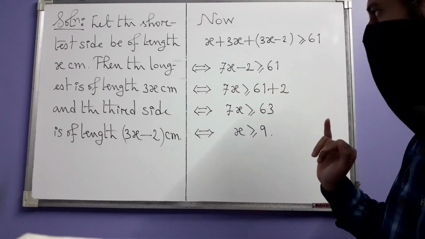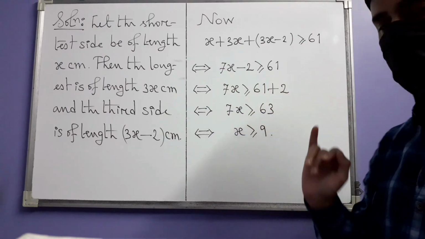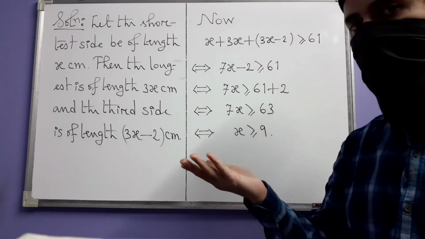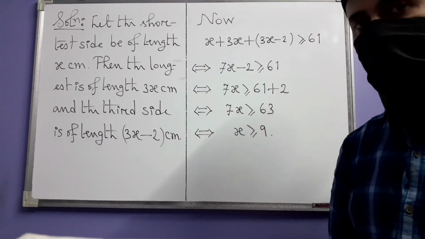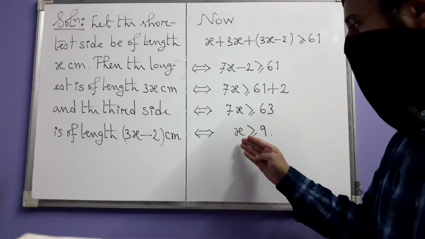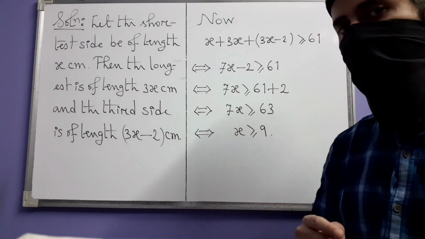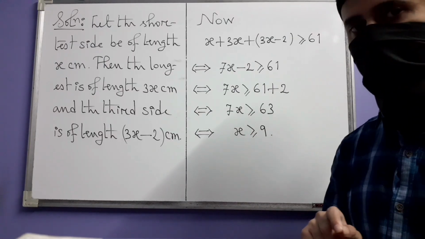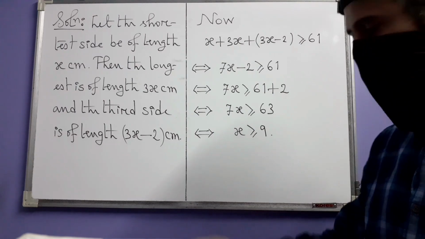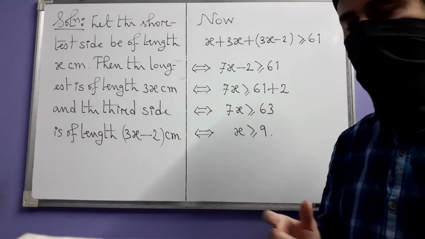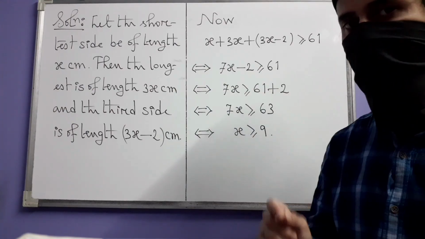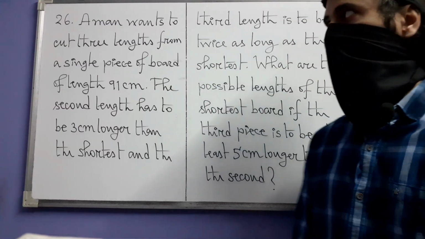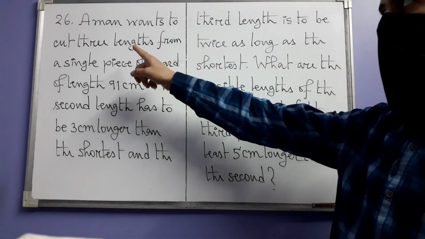Then you add 2 to both sides and get 63 on the right hand side. And then you divide both sides by 7. 63 divided by 7 is 9. So that means the length of the shortest side has to be at least 9 centimeter for this to happen. So you can write the final line yourself, that the minimum length of the shortest side has to be 9 centimeter. And finally we have number 26.